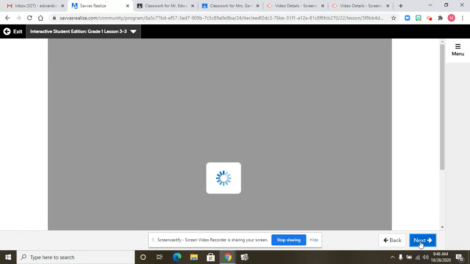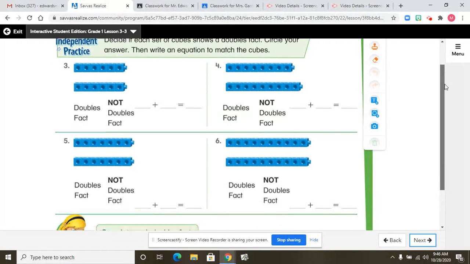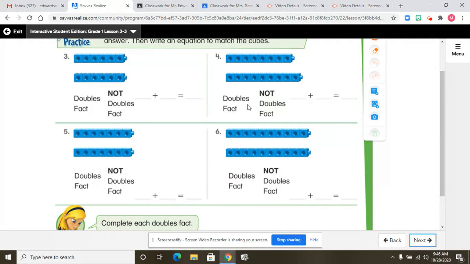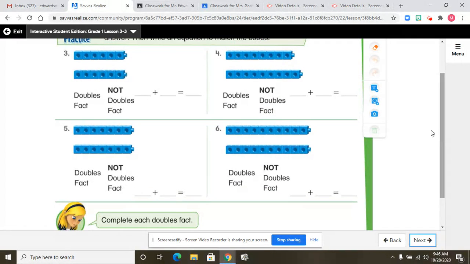Look at the next page, please. Your homework today. You need to do numbers 3, 4, 5, and 6. And you can also do 7, 8, 9, and 10 at the bottom. Those should not be too difficult. Be careful of number 8. They have the equal sign on the other side and the sum box on the other side. Don't let it fool you. Okay? The first 4 are just like we did on the page before.